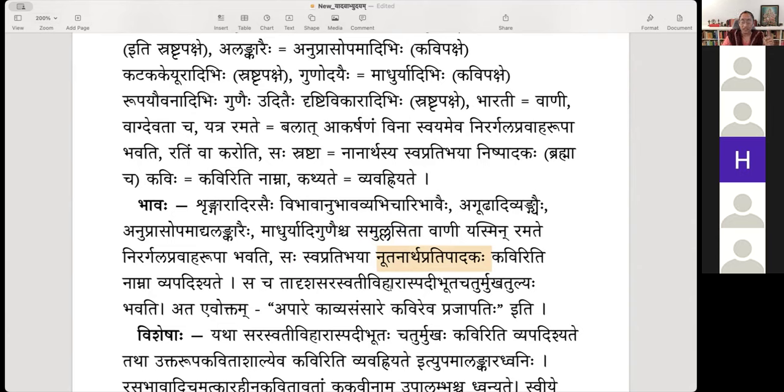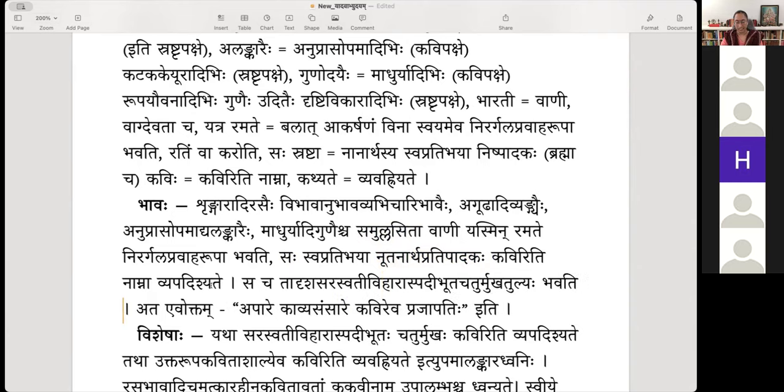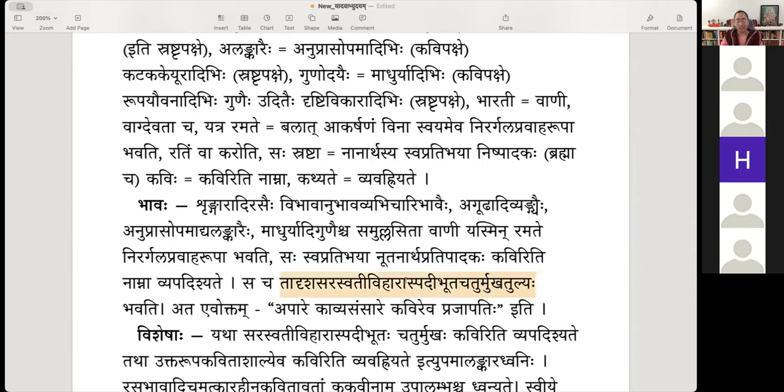Sacha tadrisha saraswati vihara aspadi bhuta chaturmukha tulyaha bhavati. This kavi now becomes equal to chaturmukha Brahma, chaturmukha tulyaha, because he is the aspadi bhutaha. Aspada, he is the ashrayam. He is the residing place for Saraswati to play in this manner. Vihara aspada ityukte, playing area, playground. So tadrisha Saraswati, he is equal to Chaturmukha Brahma because he provides the playground for Saraswati to play in. So he is called Kavi.